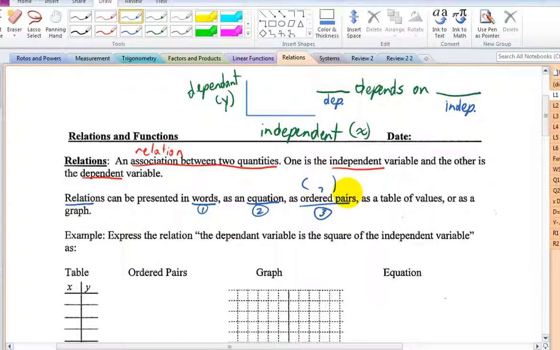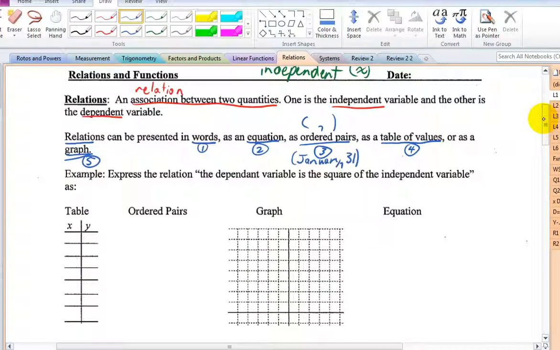You can even use words in there, right? For example, you can do bracket January, comma 31. What did I just express? January has 31 days. Okay. You can also put that in table of values. So that's the fourth way to express a relation. And last but not least, as a graph. So most likely it's going to be points. It can be a line, or it can even be a bar graph. So here we have all 5 different ways.